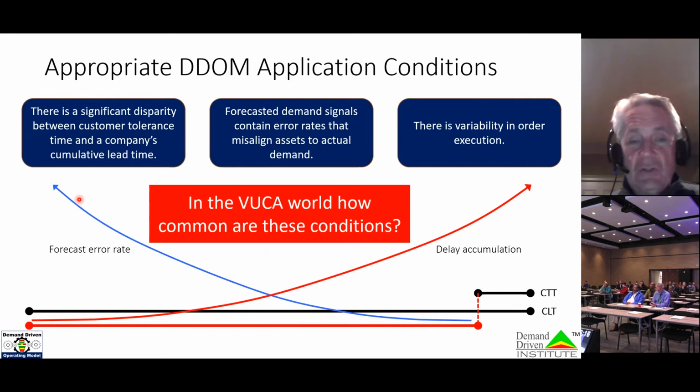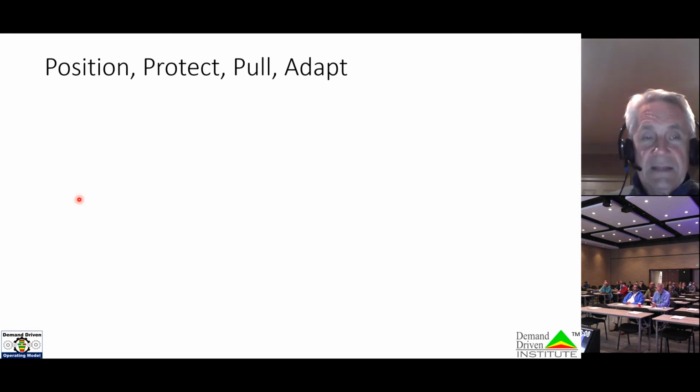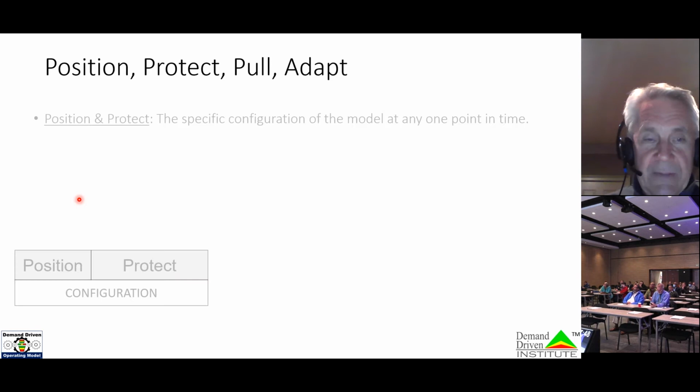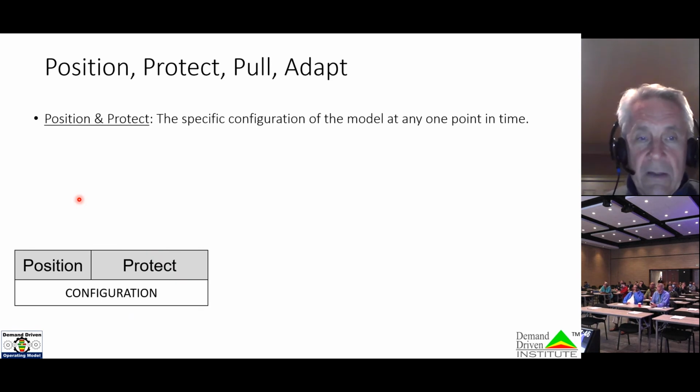So we know we've got two major challenges, and the DDOM is really designed to help us do a better job in combating these. If you're familiar with DDMRP, a lot of the concepts relate to those introduced there around position, protect, and pull. The idea is that we want to pull to actual market demand, and that is facilitated by how we position and protect our model, then using ongoing adaptation to help us get through.